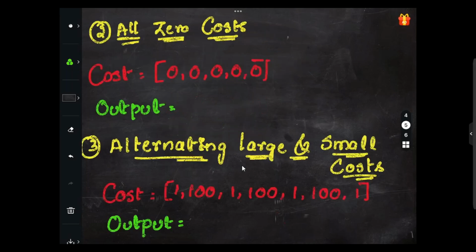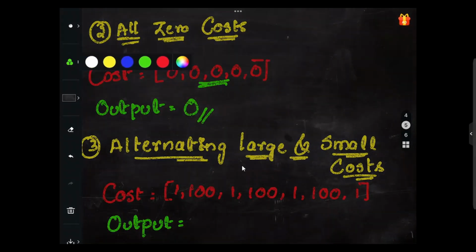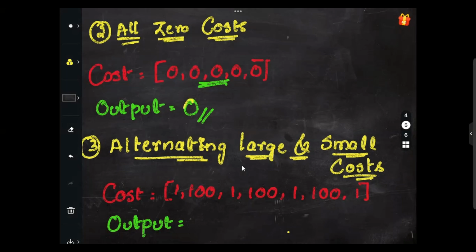Let's move to the second edge case, all 0 cost. So here when I say all 0 cost, the cost I have considered is 0. So every step is free here, so the total cost will be 0 itself in this case. I hope this is clear, right? The output will be 0 here.